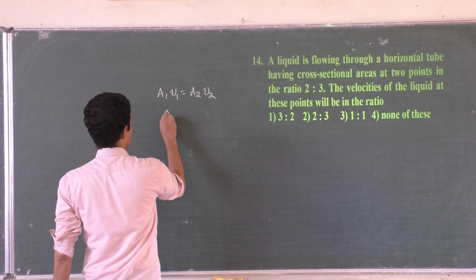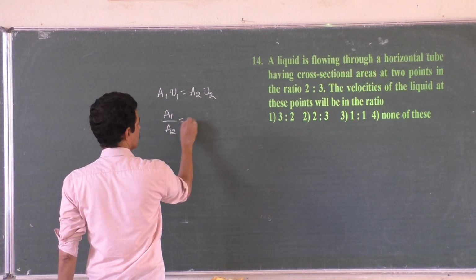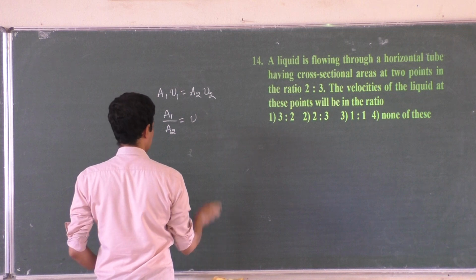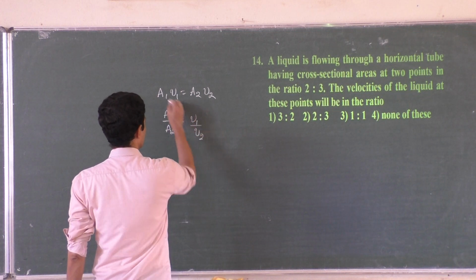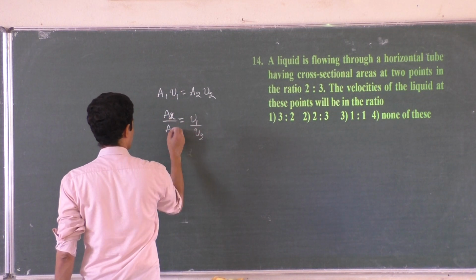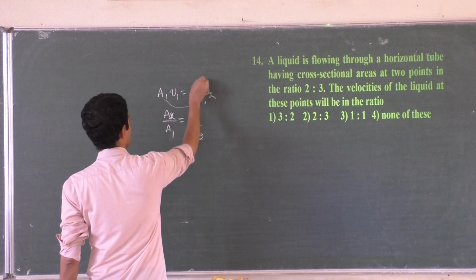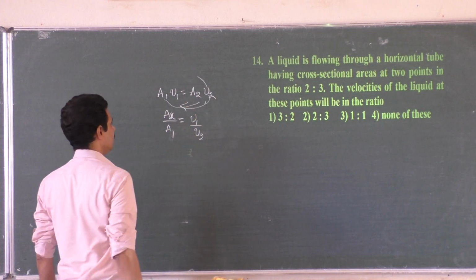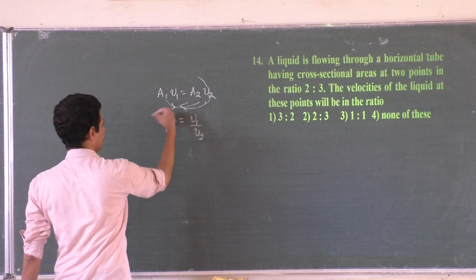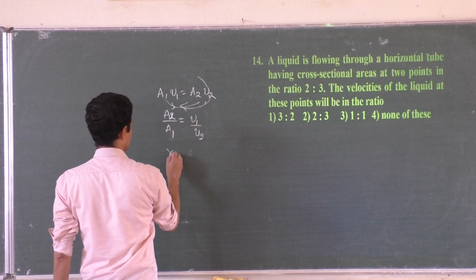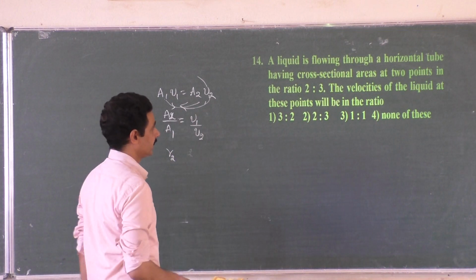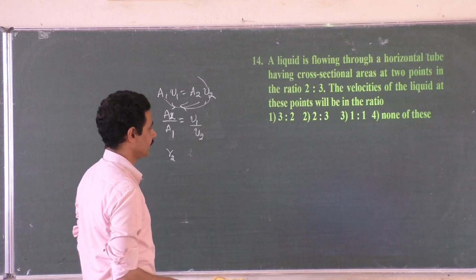So A1 by A2 must be equal to V2 by V1. We want V1 by V2. V1 by V2 is A2 by A1, which is also equal to R2 square by R1 square. But here area is directly given.